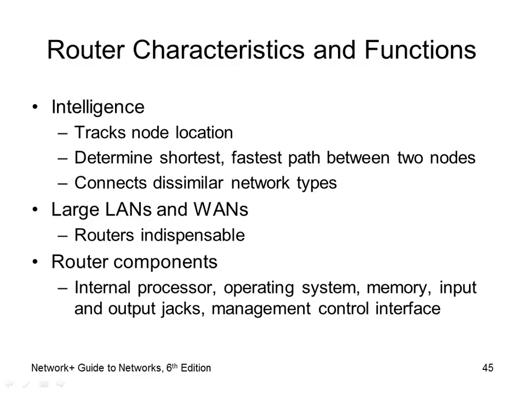So routers have intelligence. They track node locations and determine the shortest, fastest path between nodes. On large LANs and WANs, routers are absolutely necessary. Routers have an internal processor, an operating system, memory, input-output jacks, and management control interfaces. Routers are basically little computers if you really think about it. If we boot up those Cisco's over there and you see the boot up, they boot up a lot like Linux. They go through and they do a power-on self-test, and then they load the operating system, and then they turn on the ports, and then they turn on security.